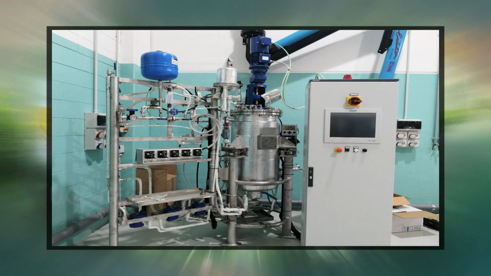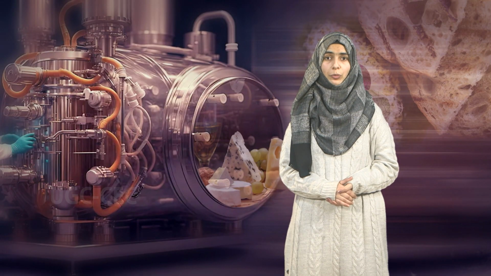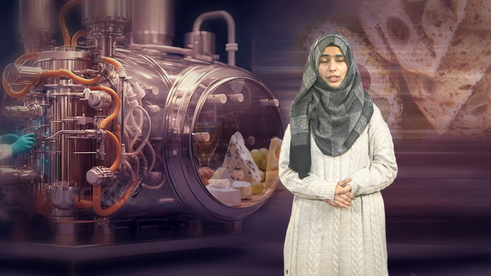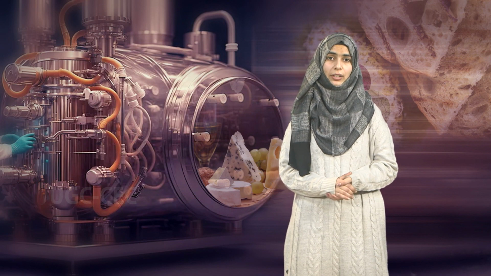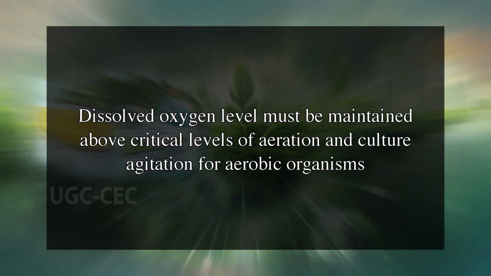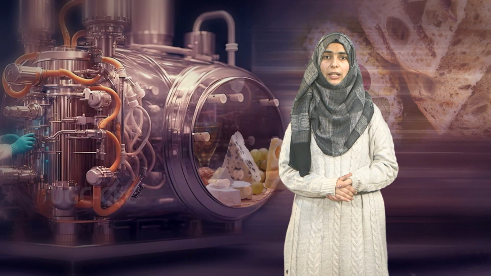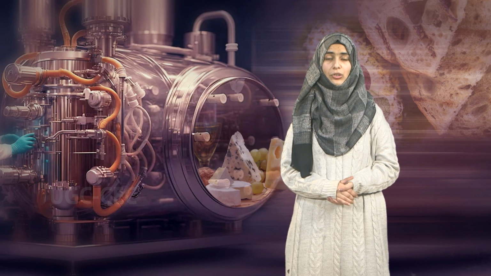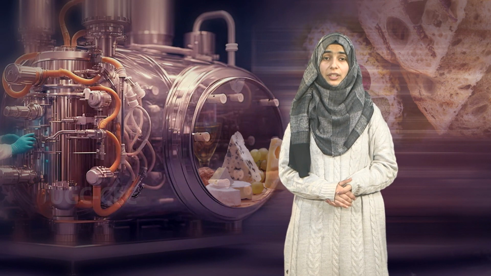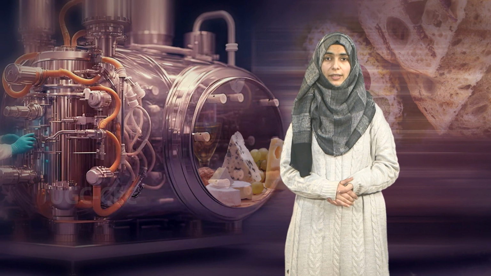The bioreactor should be designed to exclude entry of contaminating organisms as well as to contain the desired organisms. The culture volume should remain constant, that is, no leakage or evaporation should occur. The dissolved oxygen level must be maintained above critical levels of aeration and culture agitation for aerobic organisms. Environmental parameters such as temperature, pH, etc. must be controlled and the culture volume must be well mixed.